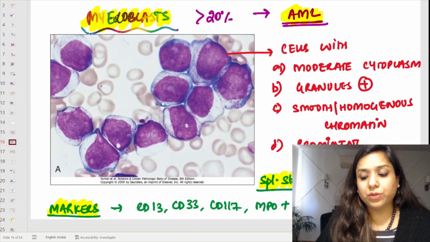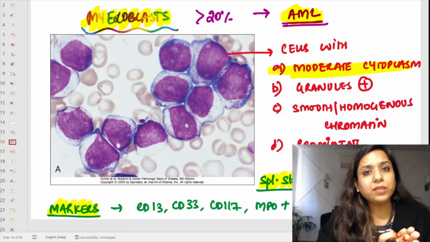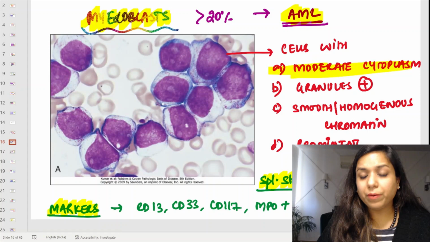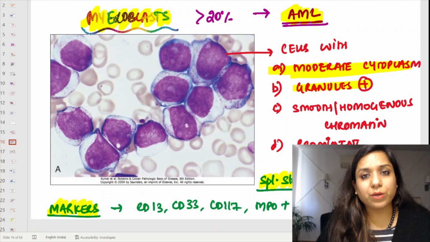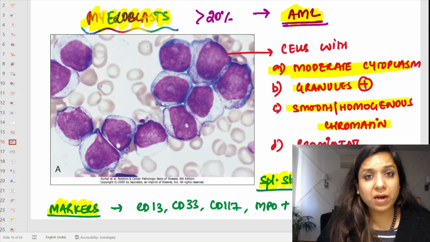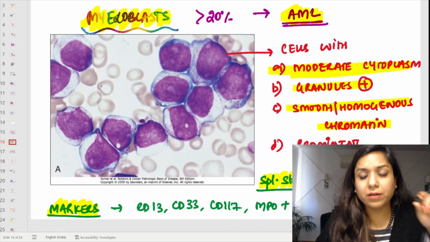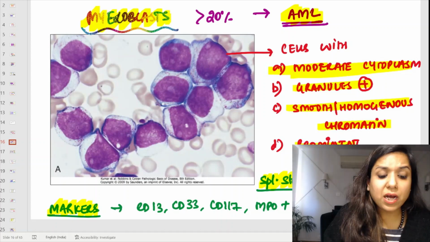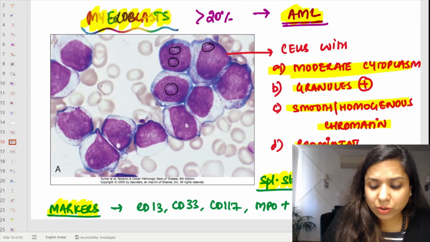A myeloblast, students, has cells with moderate cytoplasm. In comparison to a lymphoblast, the cytoplasm is much more. The granules are present. Of course, all the cells of the myeloid series have granules, right? Except for monocyte. So here granules are present. Smooth homogeneous chromatin. So in contrast to a lymphoblast, which has very dark blue chromatin, here we have pinkish homogeneous chromatin and prominent nucleoli. So in this image, I'll tell you how to identify nucleoli. Can you see these empty spaces, right? So these are basically the nucleoli.